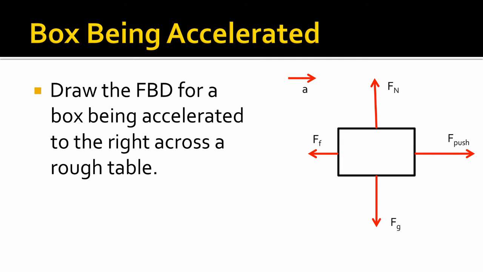Now what if our box is being accelerated? So we have these same four forces. We have force of gravity going down, normal force going up, force push to the right, and force of friction to the left. We now have acceleration going to the right, and so I'm drawing force push a little bit longer than the force of friction, just to show me that there's more force push than there is force of friction. Because those are not balanced, because they're not equal, that's where we get acceleration from.